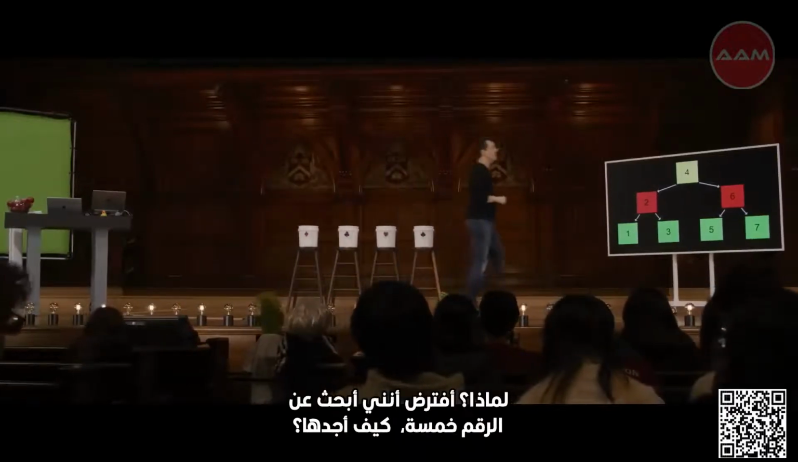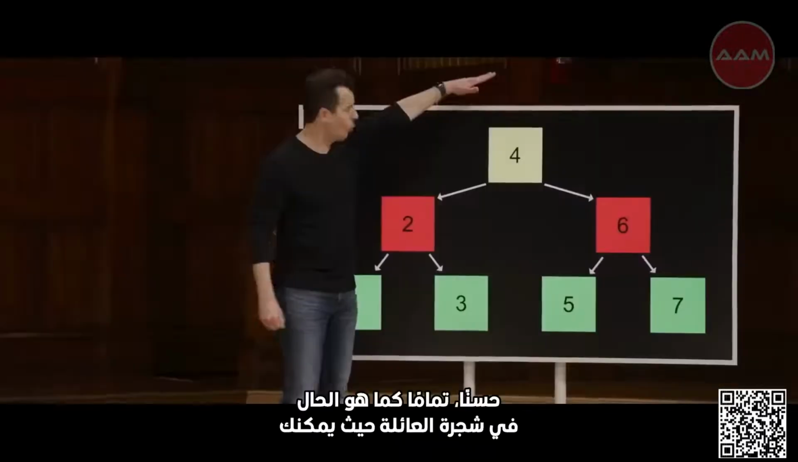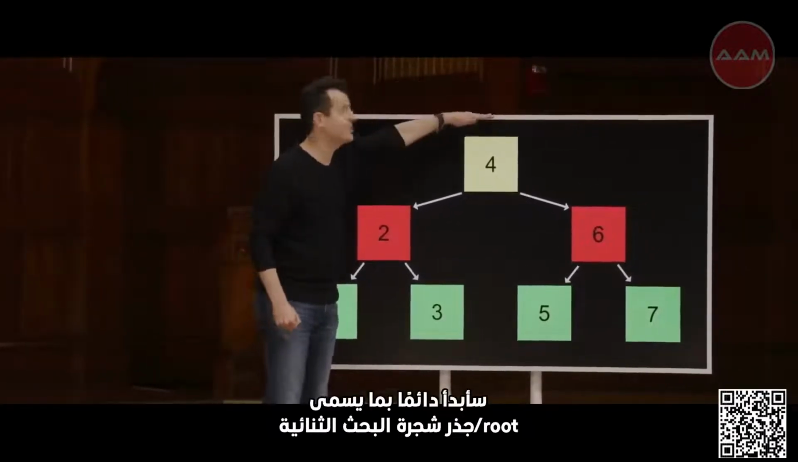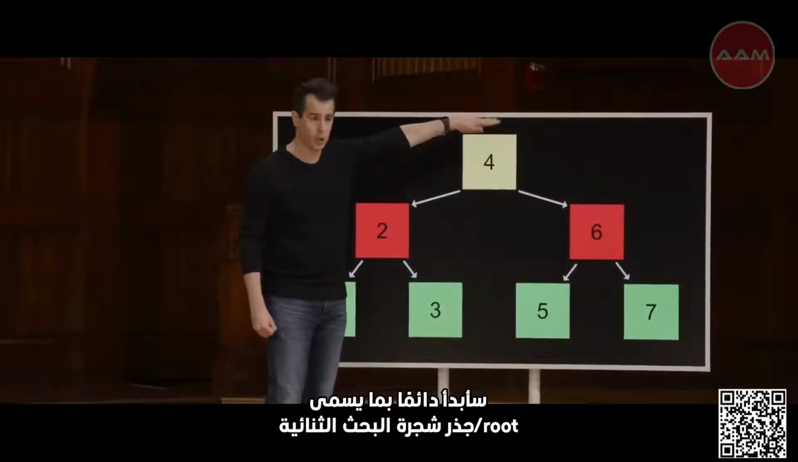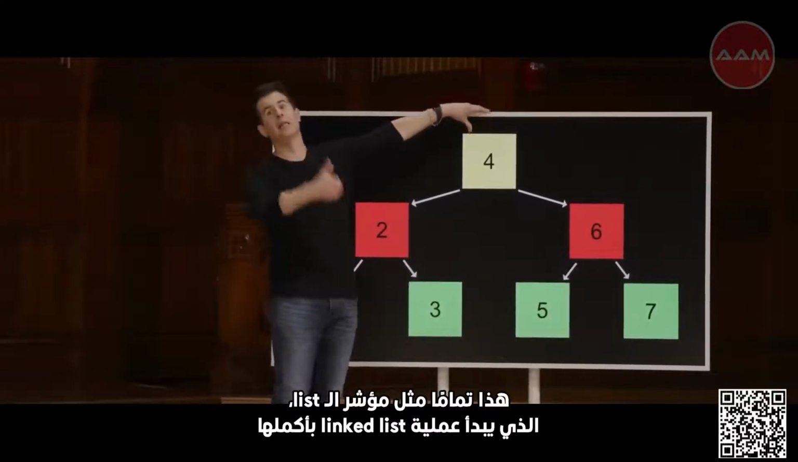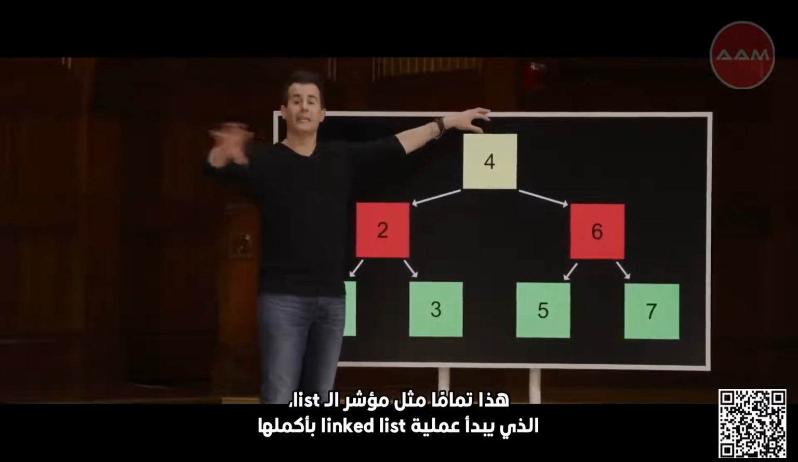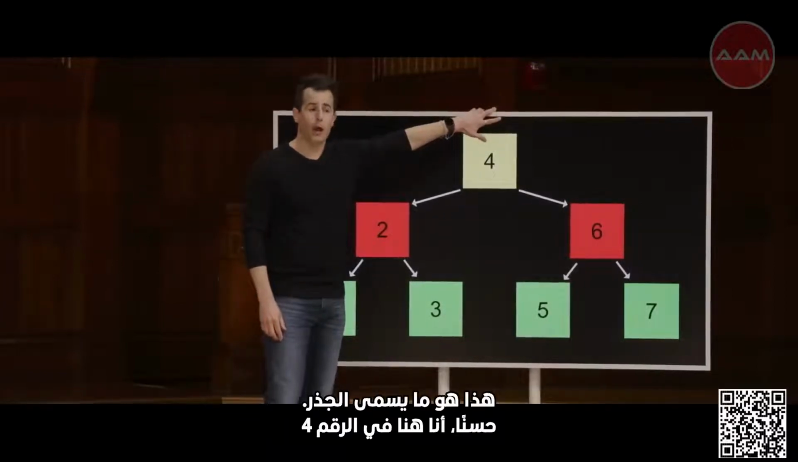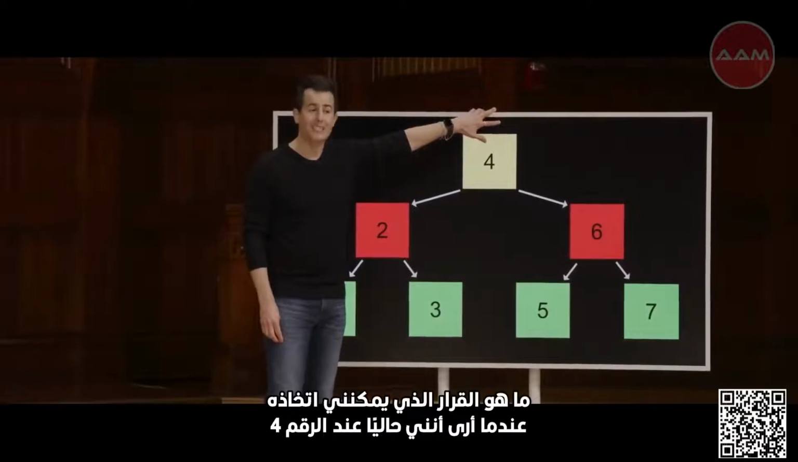Why? Suppose I'm searching for the number 5. How do I find it? Well, just like in a family tree where you might visually start reading from top to bottom, I'm always going to start from the so-called root of a binary search tree. This is just like the list pointer that kicks off the whole linked list process. This is the so-called root. All right, here I am at the number 4. I want to find the number 5. What decision can I make when I see that I'm currently at the number 4?